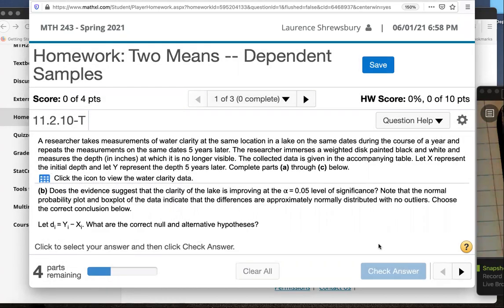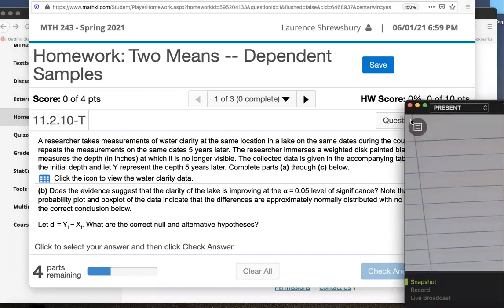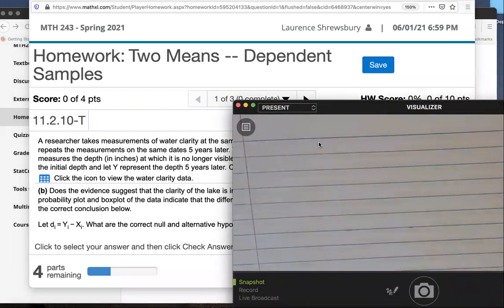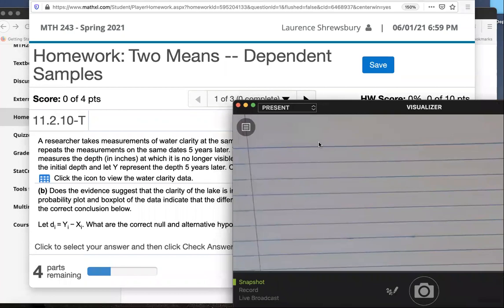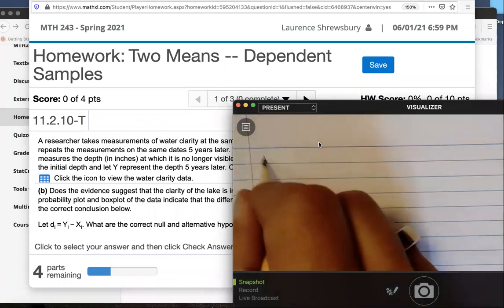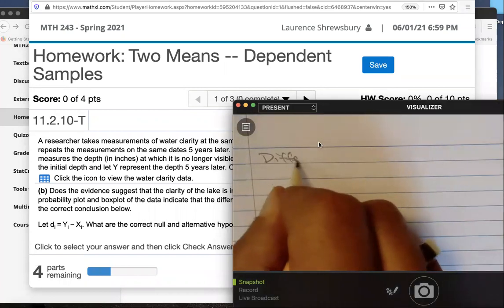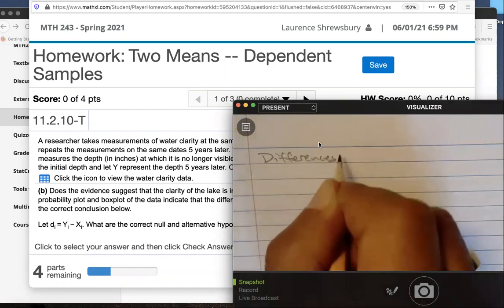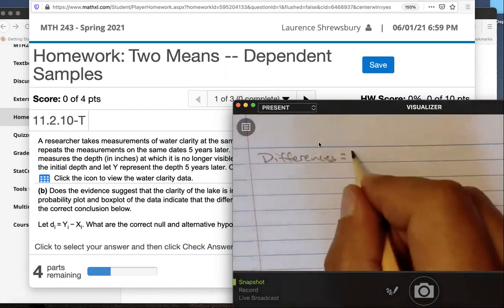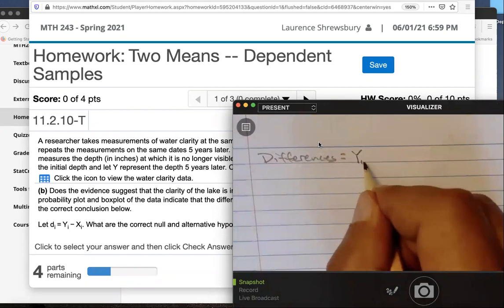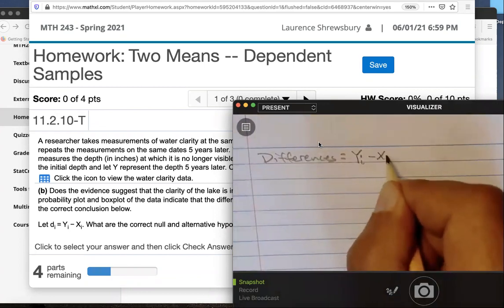There we go. Now, does the evidence suggest the clarity of the lake is improving? Okay. Now, they want us to, and I'm going to scoot this over here, look at the differences between our two matched pairs. They want us to do Y minus X.